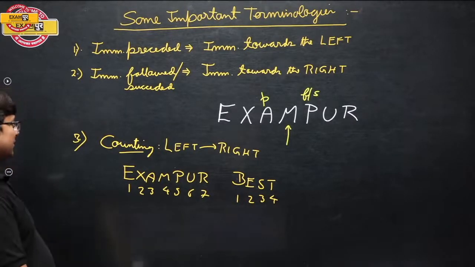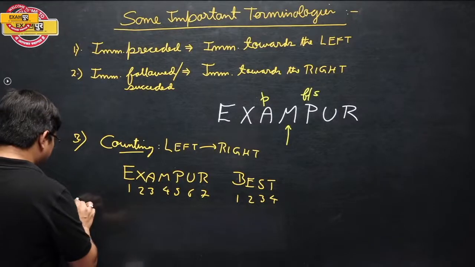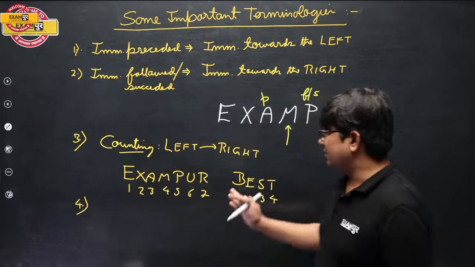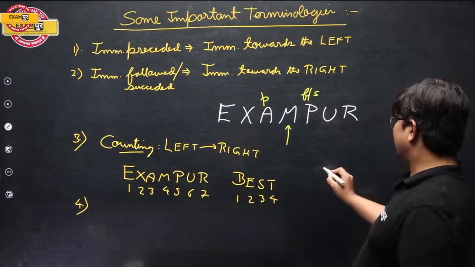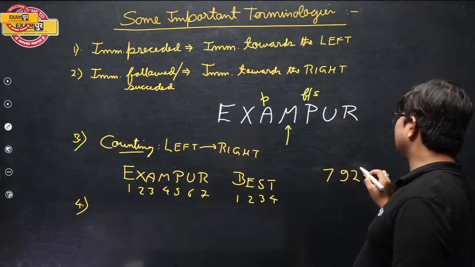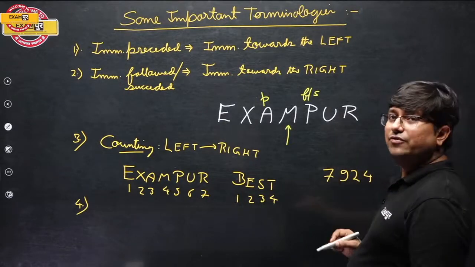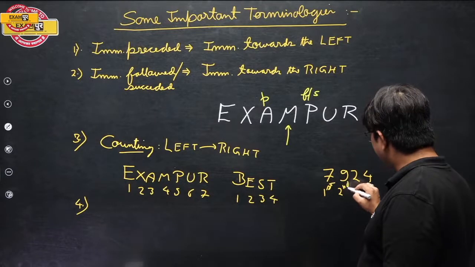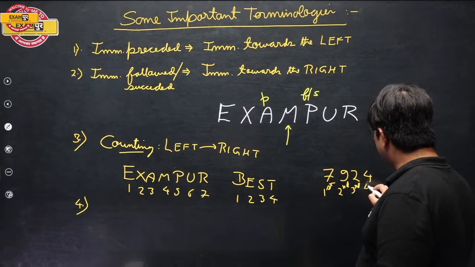Now, the next thing. Even this will apply in case of numbers. 7,924. This is the first digit. This is the second digit. This is the third digit. And this is the fourth digit.